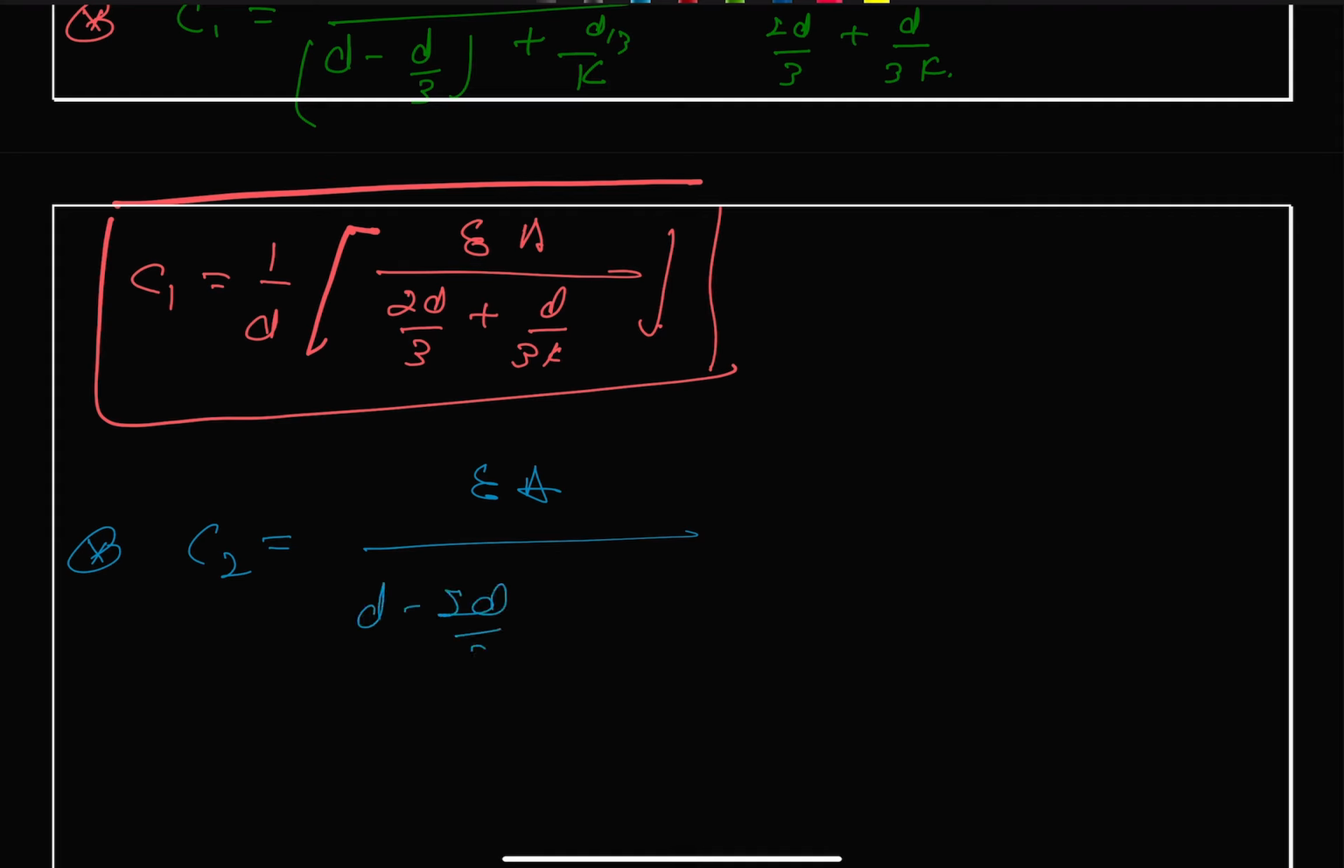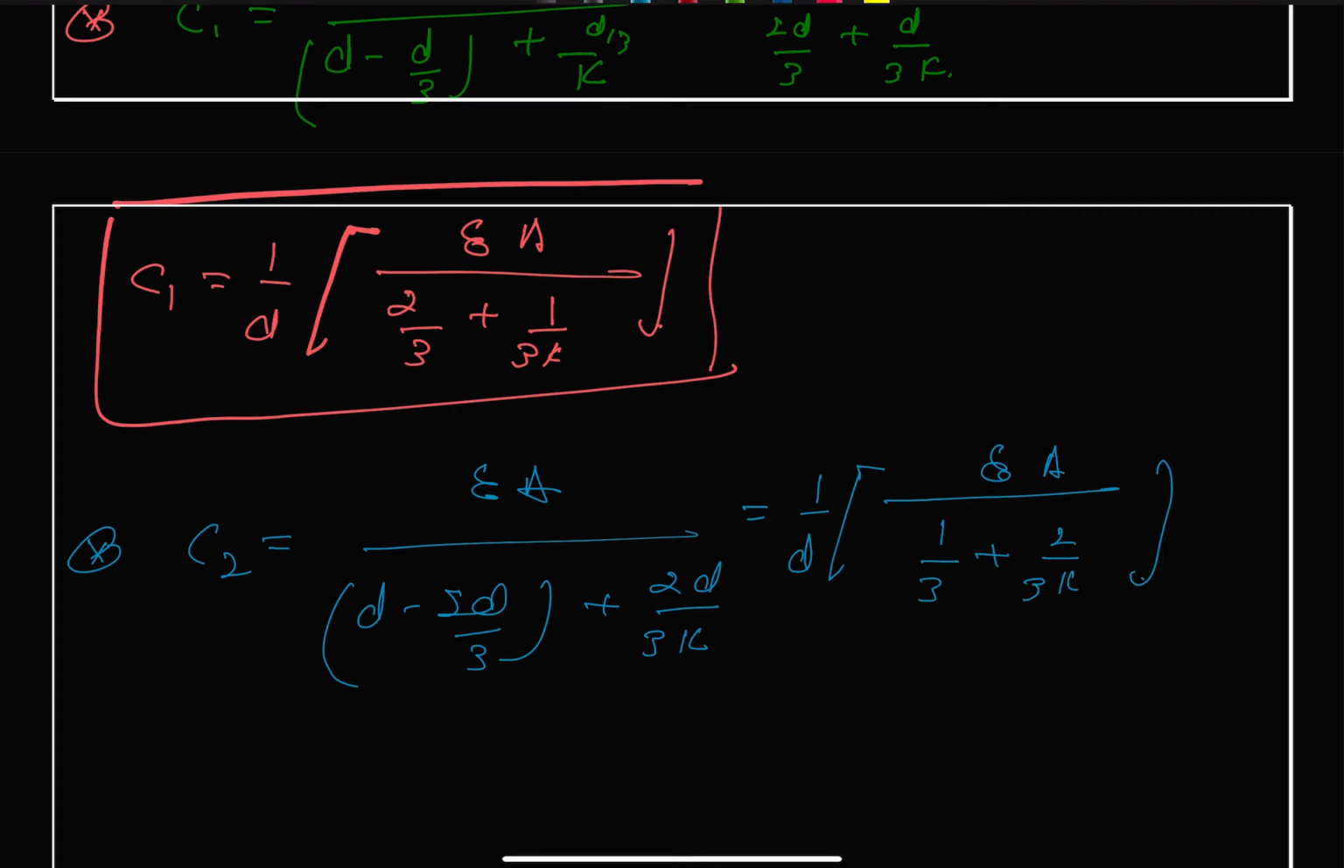Now the value of x is 2d by 3 plus 2d by 3k. And once again we can take d as common. So this will be epsilon naught A divided by d times, sorry, not d by 3, but 1 by 3, 1 by 3 plus 2 by 3k.